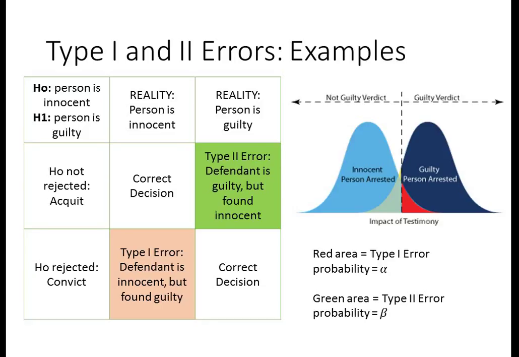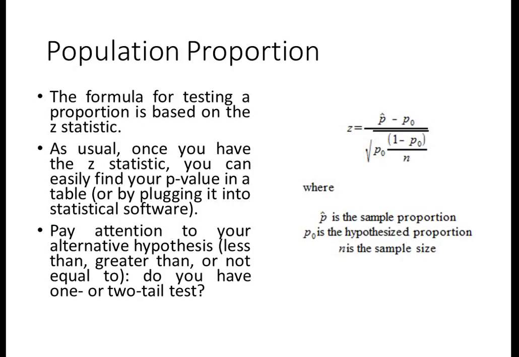Okay, so now I hope that you understand the difference between type 1 and type 2 errors, and these examples were clear to you. So I want to move on and show you the last statistical technique I explained in this course, and basically that's about checking population proportions.